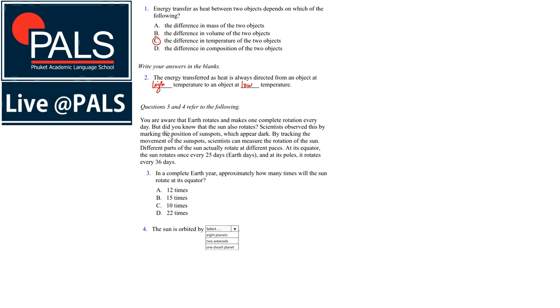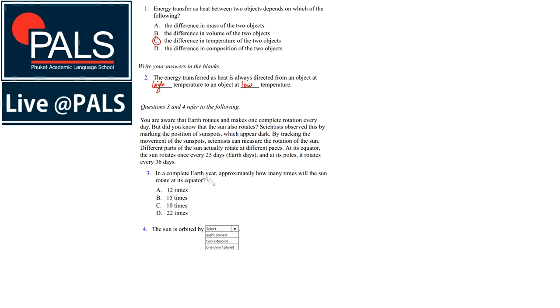You are aware that Earth rotates and makes one complete rotation every day, but did you know that the Sun also rotates? Scientists observed this by marking the position of sunspots, which appear dark. By tracking the movement of a sunspot, scientists can measure the rotation of the Sun. Different parts of the Sun actually rotate at different paces. At its equator, the Sun rotates once every 25 Earth days, and at its poles, it rotates every 36 days.